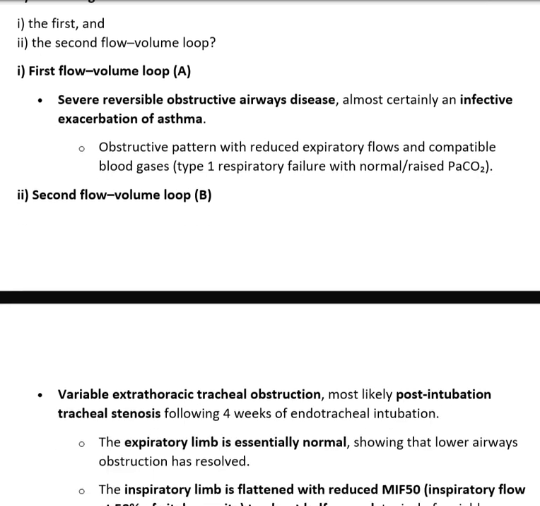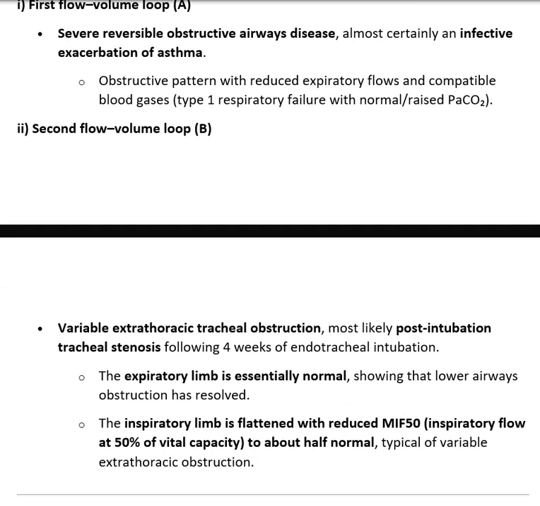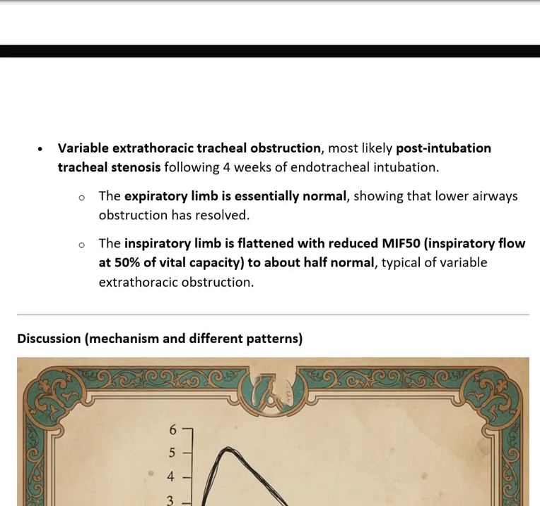Second flow volume loop: variable extrathoracic tracheal obstruction, most likely post-intubation tracheal stenosis, following 4 weeks of endotracheal intubation. The expiratory limb is essentially normal, showing that lower airway obstruction has resolved. The inspiratory limb is flattened with reduced MIF 50, inspiratory flow at 50% of vital capacity, to about half normal. Typical of variable extrathoracic obstruction.